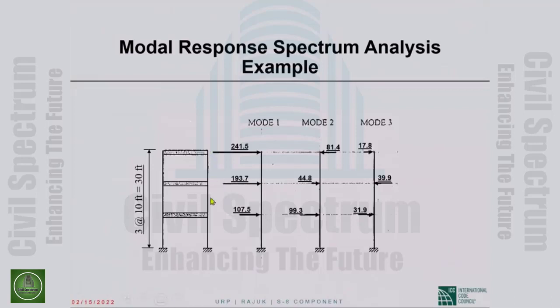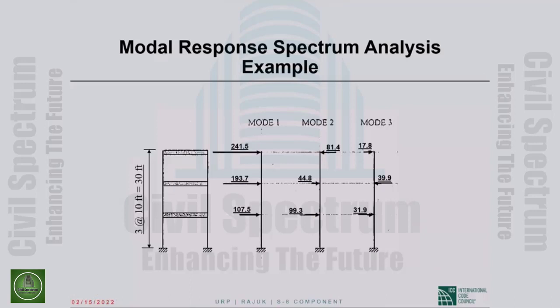So the structure is simultaneously vibrating in three modes. I want you to understand that. The first mode vibration, second mode vibration, third mode vibration, all of that is happening at the same time. The first mode vibration imposes those forces at the three floor levels. The second mode vibration imposes those forces at the various floor levels, and the third mode vibration imposes those forces.